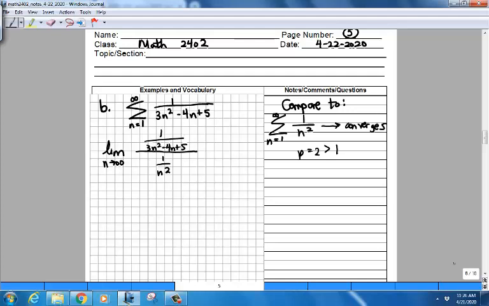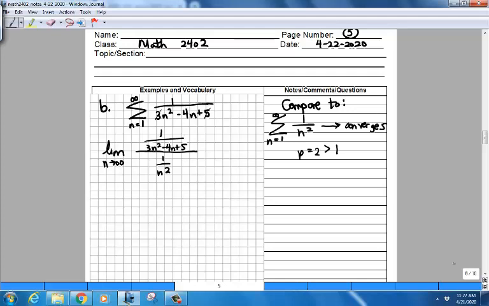Now, why did I choose 1 over n squared? Well, I'm looking at the terms of this series and trying to simplify them some. What I'm thinking is, look, as n gets really large, as n is going to infinity, these constants are becoming meaningless. As n gets really large, 3 and 5 are very small numbers.